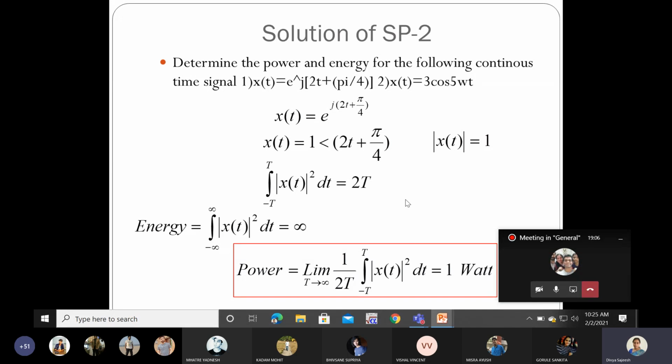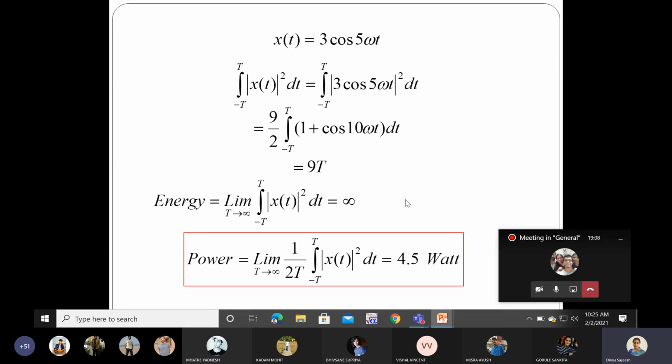Now the second one is 3 cos pi omega t. As per the energy equation as well as the power equation, both need x of t square. So we find x of t square first. In that we got the integration from minus t to t of x of t square dt as 9t. Substituting that in the energy equation, we again get energy as infinity and power as 4.5 watt.